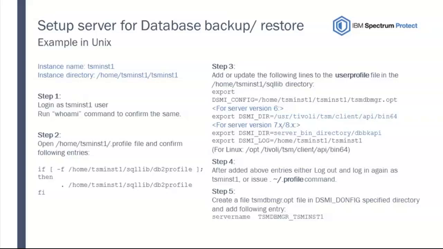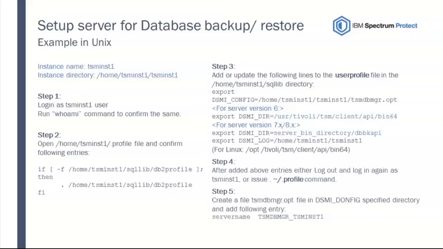Once you set those parameters, you need to restart the profile to take the impact of those updated values. For that, you need to run the .profile command, or either you can log out and log in again from the instance user. In step 5, you need to create the option file named tsmdbmgr.opt that must have the server name entry as given in the example, tsmdbmgr_instancename. You need to specify the instance name in the server name parameter.